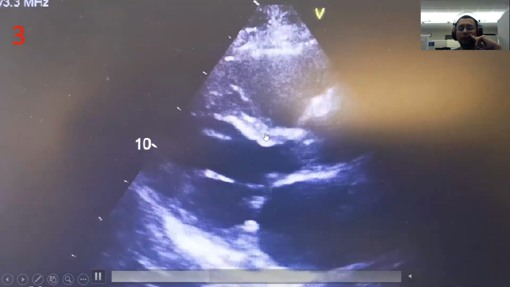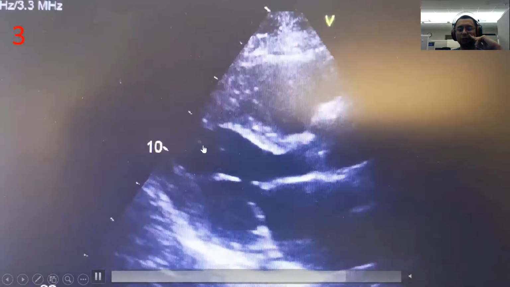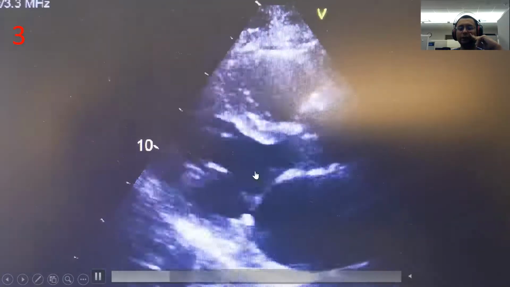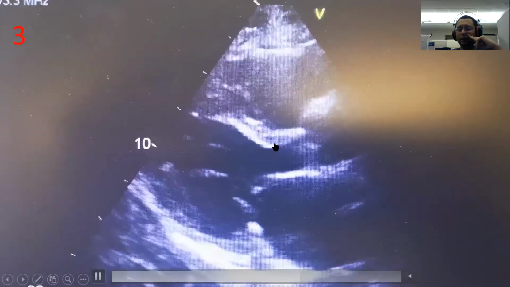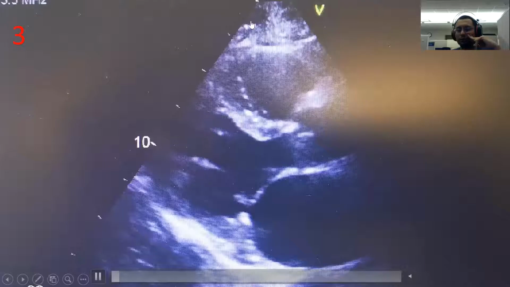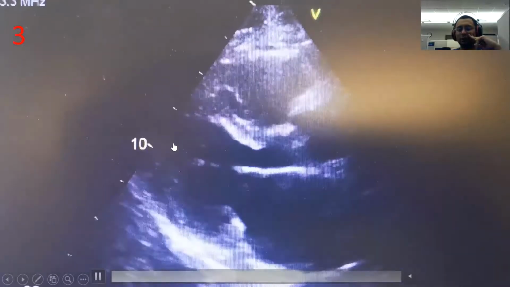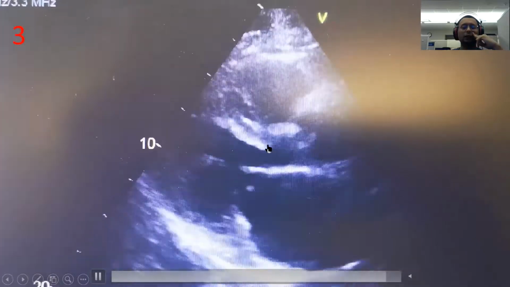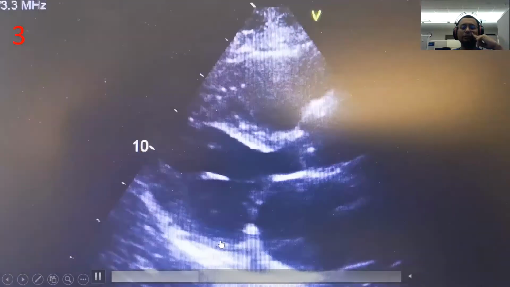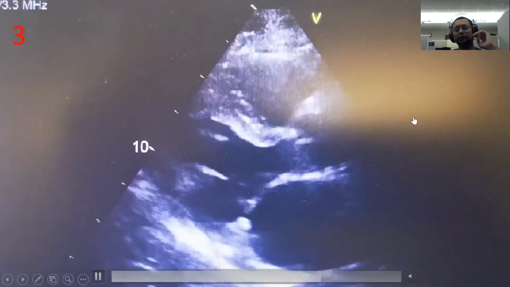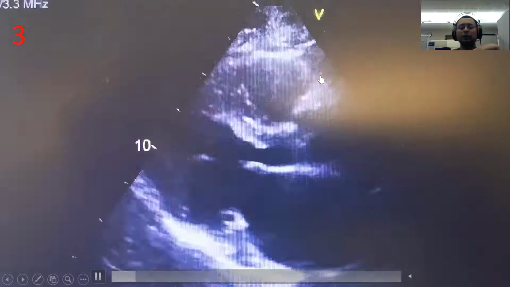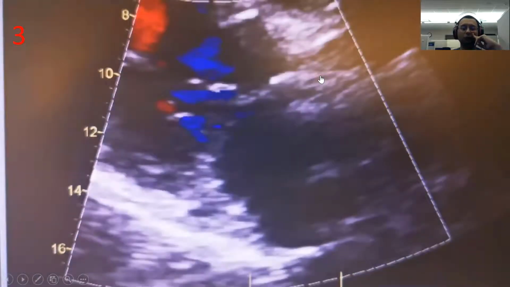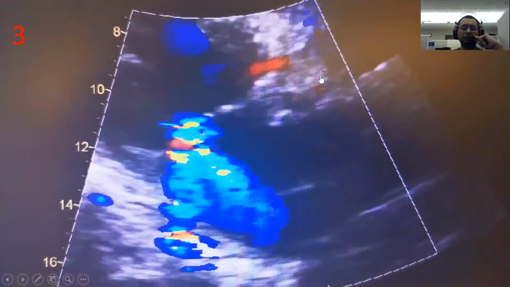So this part is basal and this part is mid. The other difference is this is basal inferolateral. You know that this is basal anteroseptal. So mid anteroseptal, and this is mid inferolateral. So this is where LAD is, and this can be either RCA or circumflex artery. So you can see that the jet is directed posteriorly. So this is ischemic mitral regurgitation.